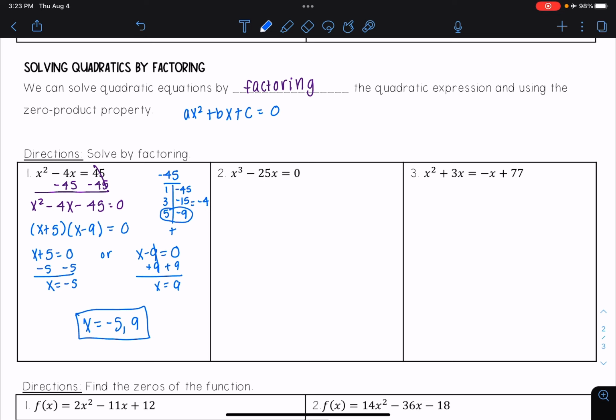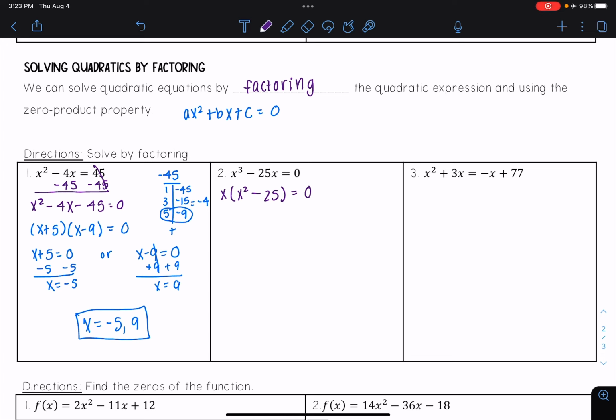Okay, let's look at number 2. So number 2, I have x cubed minus 25x is equal to 0. Here I have two terms. So it could be a difference of squares. However, this is an x cubed, so I know it's not a difference of squares. But I always do want to check for a GCF, and I see that both of these terms share an x. So I can factor out an x. And when I do that, I'm left with x squared, because x cubed divided by x is x squared, minus 25 is equal to 0.